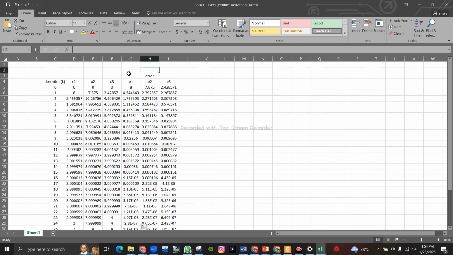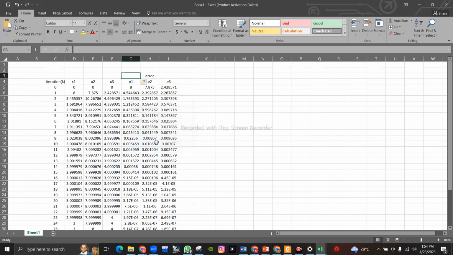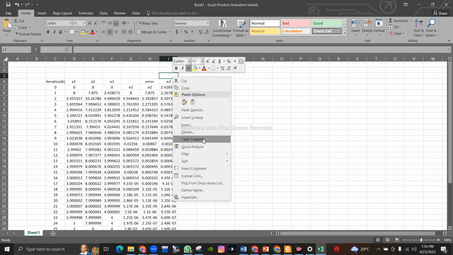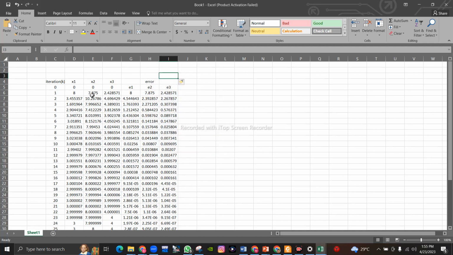Let me see if I can shift this down by one cell. Insert cell, shift down. Okay, I can shift it down. So the error is meant to be 8 minus 0, which is this 8. This minus this, which is this. This minus this, which is this. So that's the error.